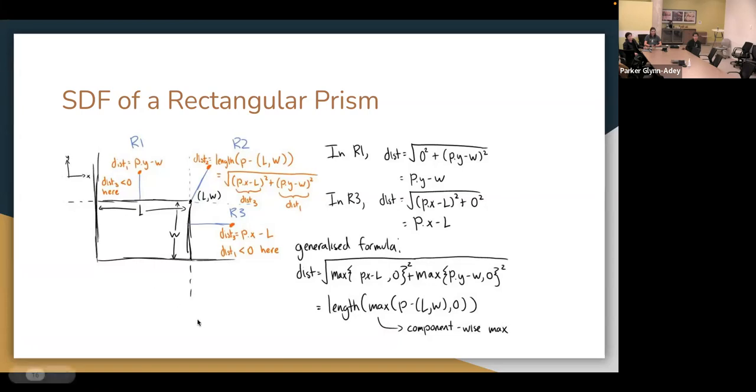So what if we made both of these non-negative by taking the maximum of p.x minus l and zero, and doing the same for p.y minus w, and then squaring that? What this gives us is a generalized distance formula for all three of them, given by this formula here, or in pseudocode it would look something like this, where the max is the component-wise max, taking the max of p.x minus l.